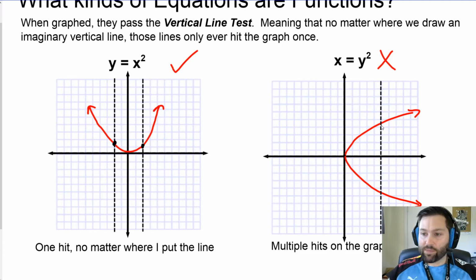So it doesn't pass it because it hits it here. You can see that it hits it here and it hits it here. Because it hits it twice on the same vertical line, that causes it to not be a function.